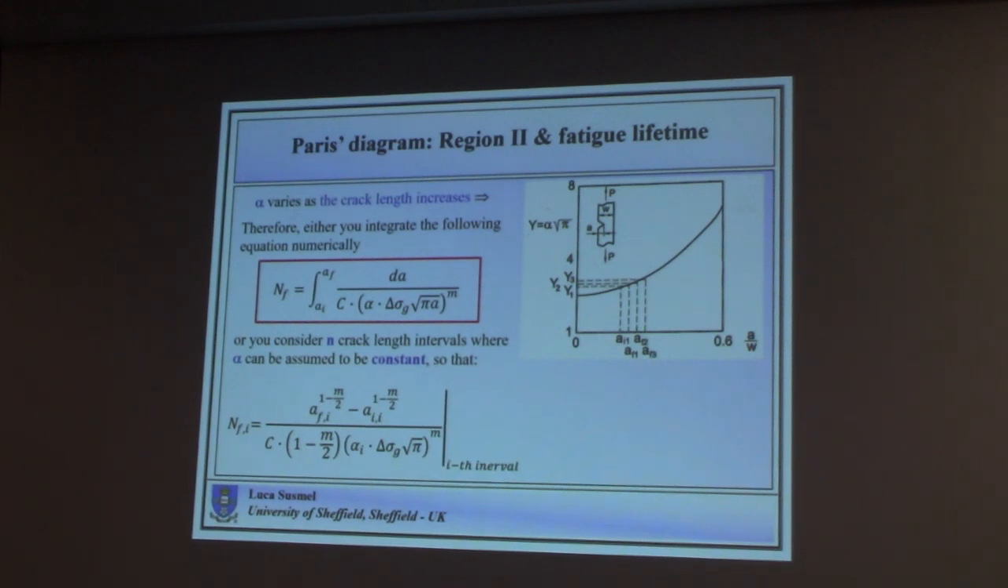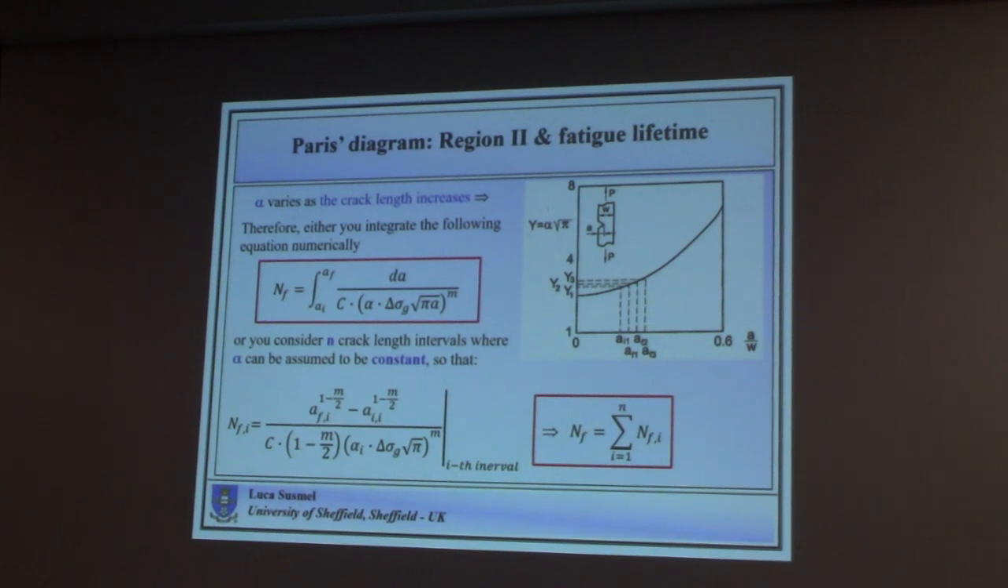Clearly we are introducing an approximation, but we are considering a number of sub-cases for which alpha can be assumed to be constant. If we know the number of cycles to move from the beginning to the end of any interval, in the end we can calculate the number of cycles to failure by putting together the contributions coming from all the intervals we use to schematize our problem. Job done. It's very useful. You can do your calculations by hand.